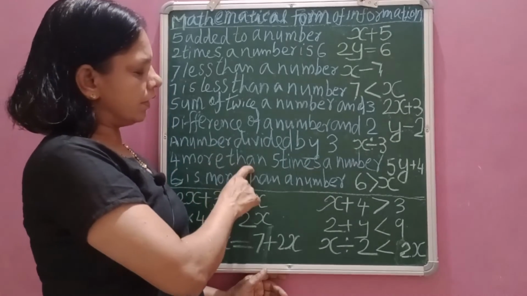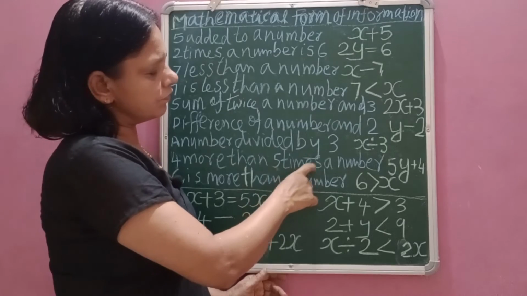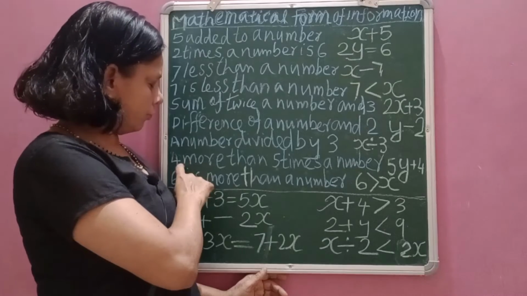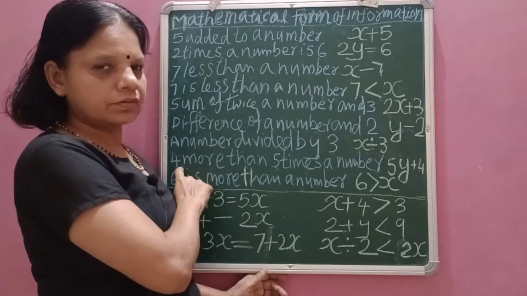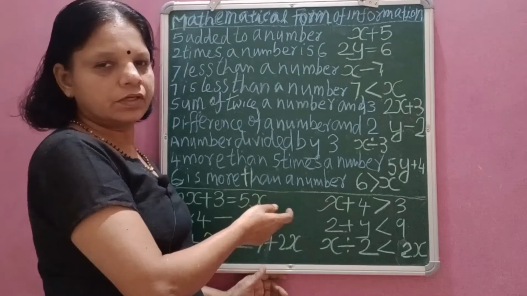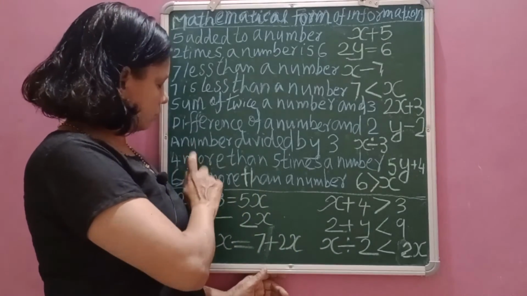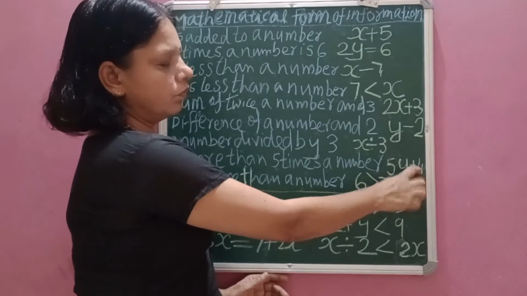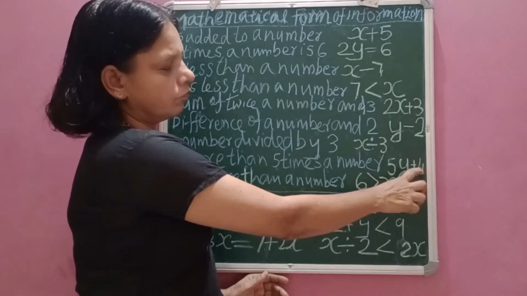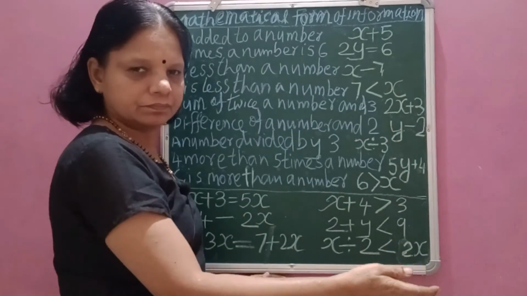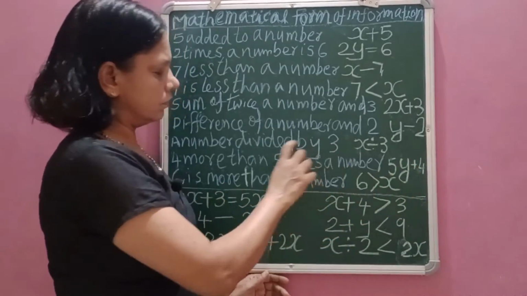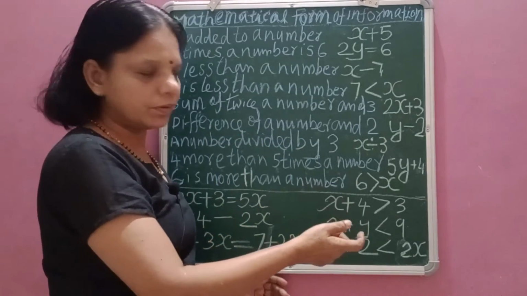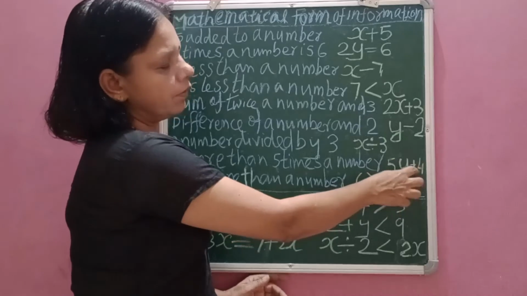4 more than 5 times a number. Here listen carefully. 4 more than. Is is not there. Whenever is is there, it becomes an equation or inequation. 4 more than. So you have to start from right. 4 more than means plus sign, 4 you have to add. More than what? 5 times a number. 5 times means 5 into a number, any alphabet. 5y plus 4.